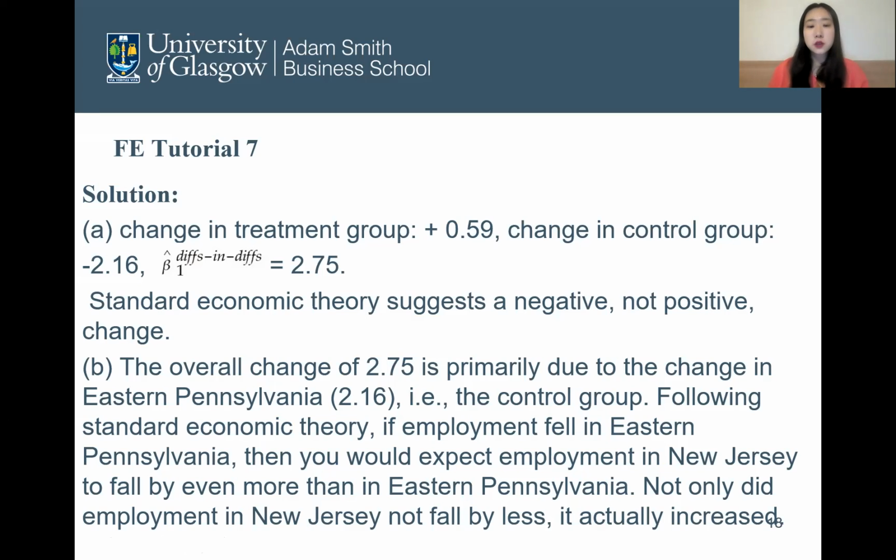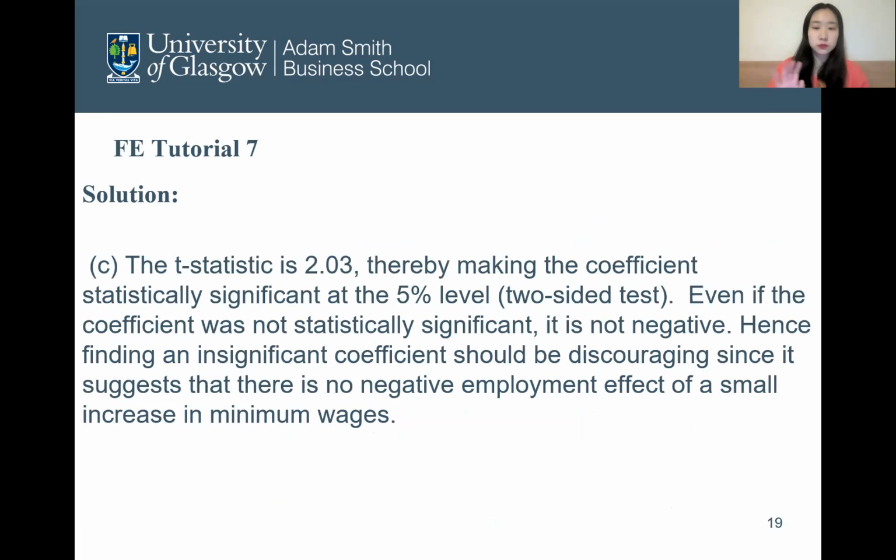Following the standard economic theory, if employment fell in Eastern Pennsylvania, then you expected employment in New Jersey to fall by even more than in PA. Now, not only did employment in New Jersey not fall by more, but it actually increased.